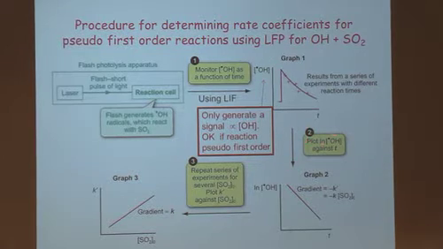We can then plot the logarithm of OH versus time. Basically taking this relationship here, taking logs, we'll get a straight line, and the gradient of that line is equal to minus K prime, which in this case is equal to K times SO2 because we're looking at OH plus SO2.